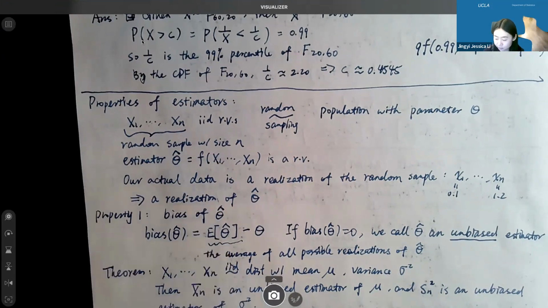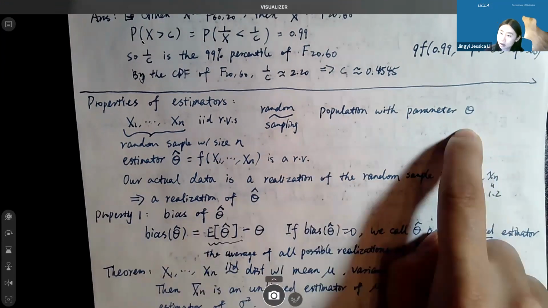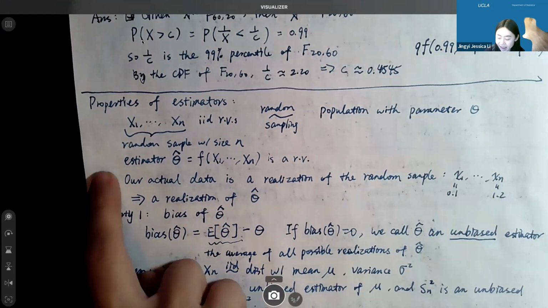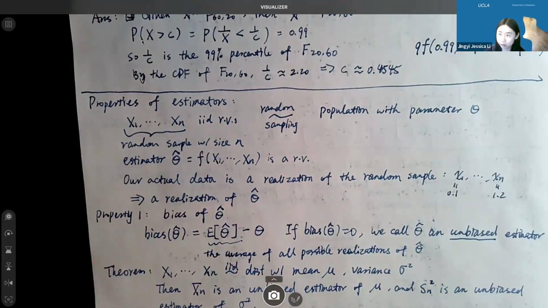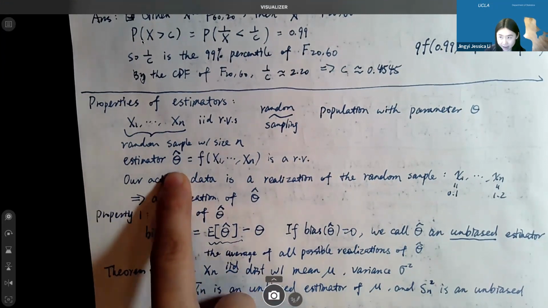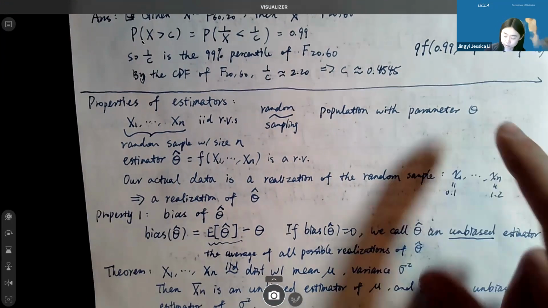So basically some operation on the sample, and you get the estimator. For example, if the population parameter is the mean, then we may take the average of X1 to Xn, and we denote that by X̄n. We call that the sample mean. Then the sample mean is just our theta hat, if theta is our population mean.